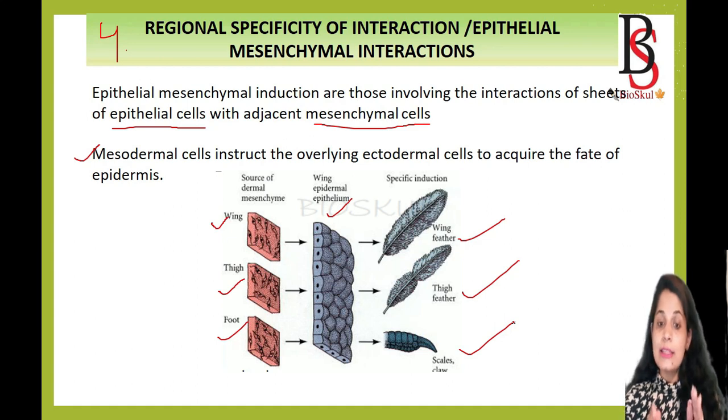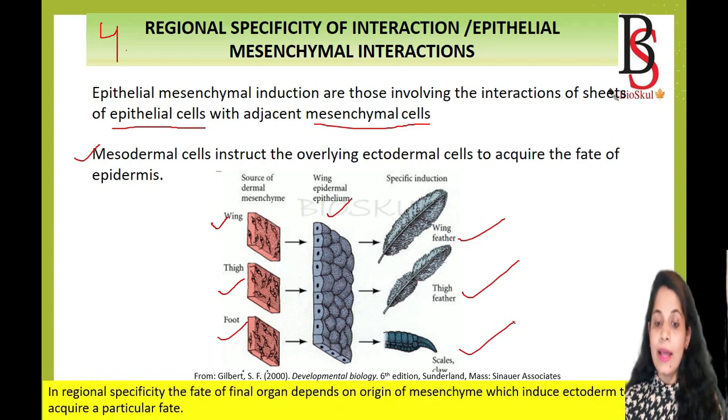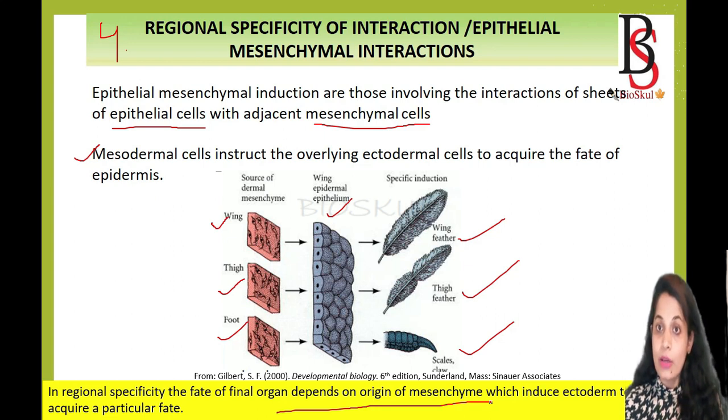So in regional specificity, the final organ depends on the origin of mesenchyma. Okay, this is very important. The final head depends on the origin of mesenchyma, not the ectodermal cell.